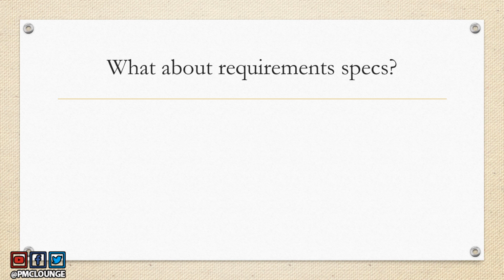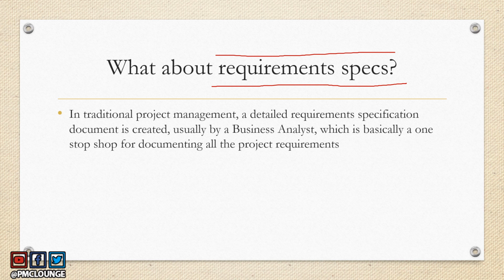So what about the requirements specifications document, right? For those of my friends here who have been working in the traditional project management waterfall model, they have heard about this document known as requirements specifications. This is basically a detailed document, and it could be 200, 300 pages long, which is usually prepared by a person called a business analyst. This is a role in traditional project management.